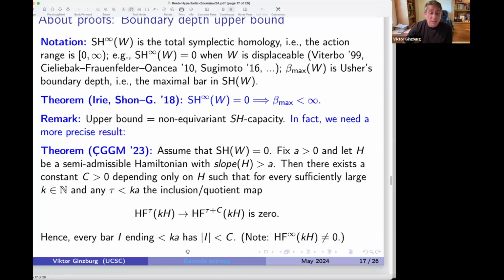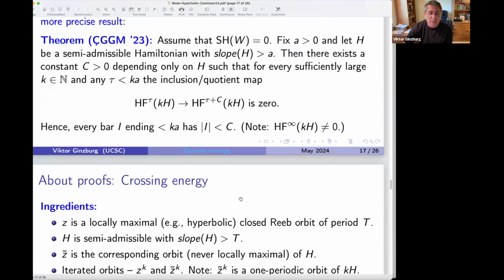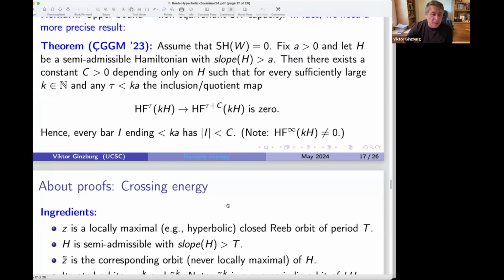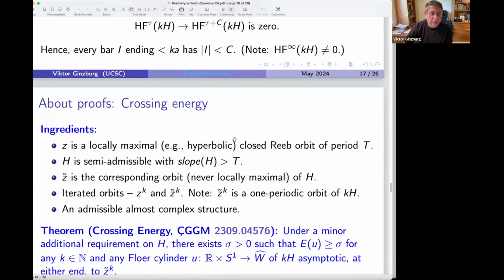So this, and it's slightly, it takes a bit more effort to prove than the symplectic case, but it's still not a difficult result. So the second ingredient is crossing energy. It has a long story.